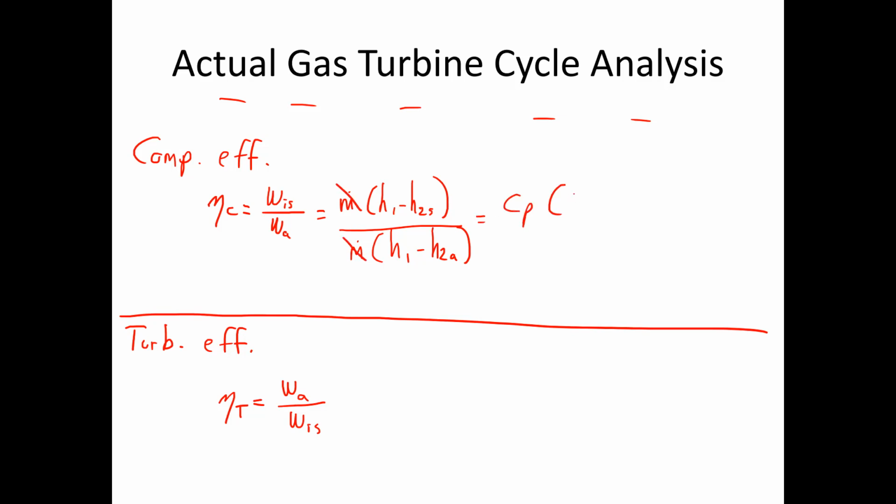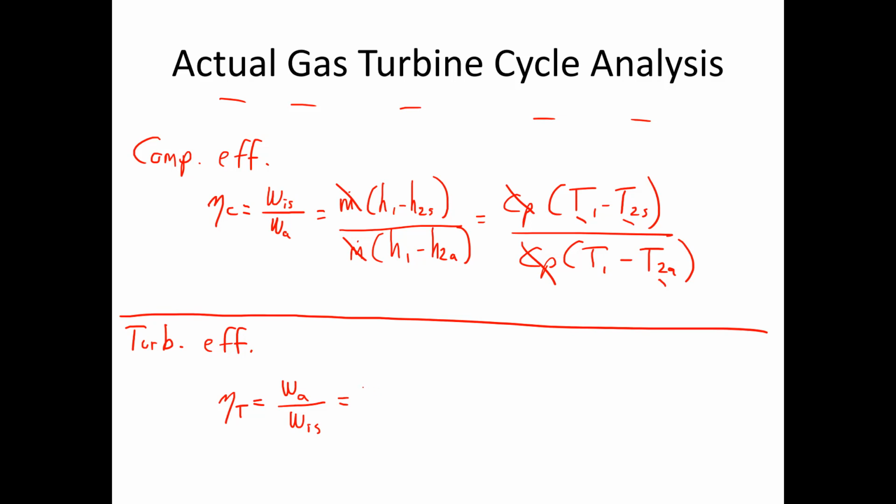We assume constant specific heats, so we can factor out the specific heat. Assuming that we evaluate the specific heats at the same temperature, which is what the cold air standard assumption says, that the specific heats are all evaluated at room temperature, we can get the isentropic efficiency of the compressor to be solely a function of temperature. This is the temperature entering the compressor, this is the temperature exiting the compressor if the compressor were isentropic, and this is the actual temperature exiting the compressor.